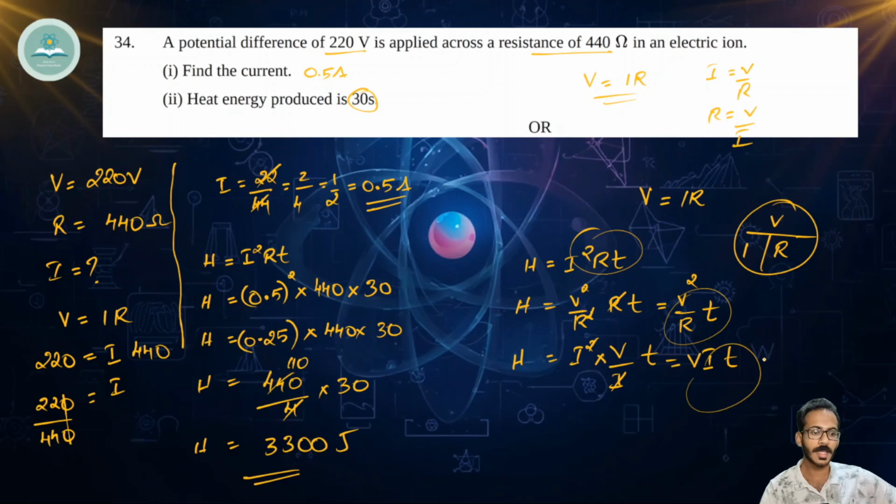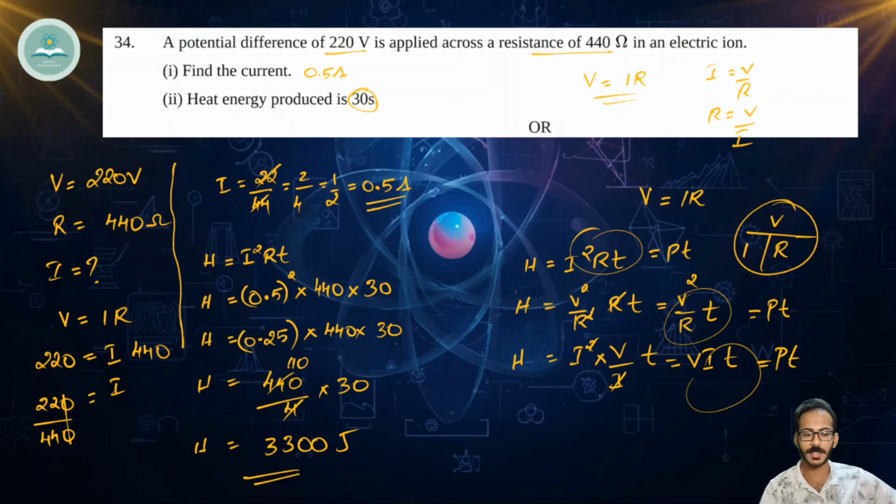See, V into I is the same as power also. So we can say heat is equal to power into time. Here also V square by R is power, so power into time. Here also I square R is power, so power into time. So these are the equations for power also: I square R, V square by R, V into I. If power is asked, we may use these equations to find it out.